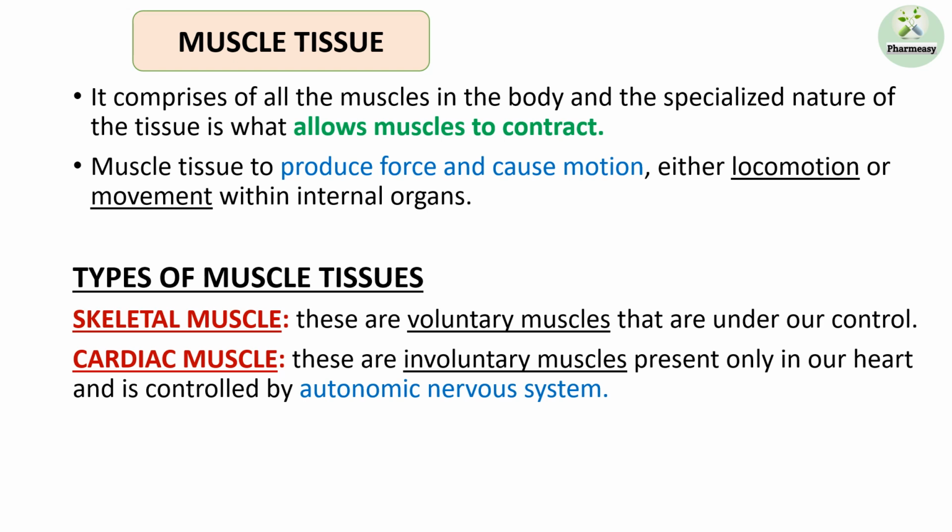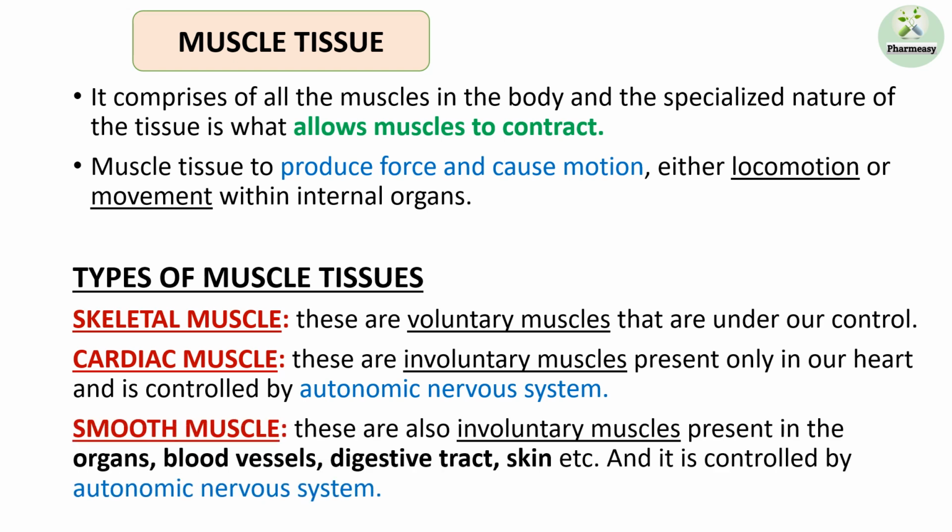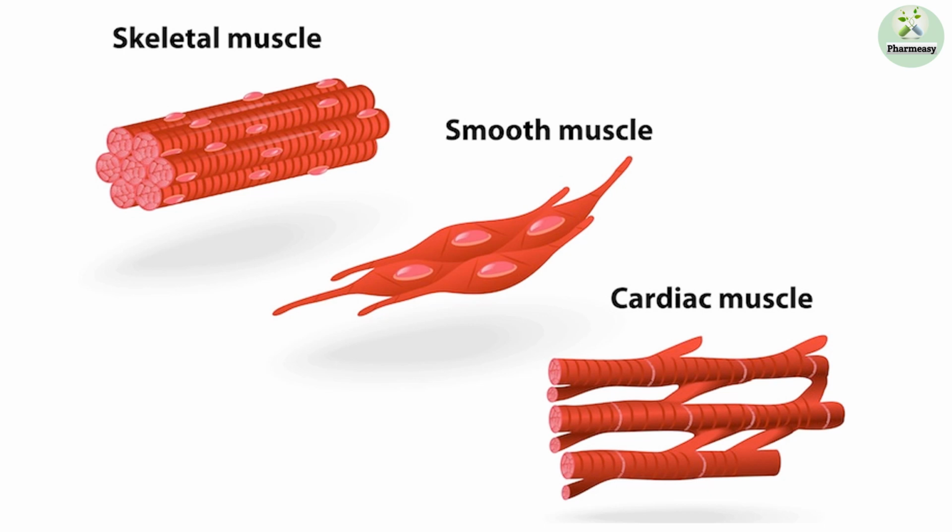Cardiac muscle. These are involuntary muscles present only in our heart and contracts to pump blood, and is controlled by autonomic nervous system. Smooth muscle. These are also involuntary muscles present in the organs, blood vessels, digestive tract, skin, etc. And it is controlled by autonomic nervous system. This diagram shows the types of muscle tissue, that is skeletal muscle, smooth muscle, and cardiac muscle.